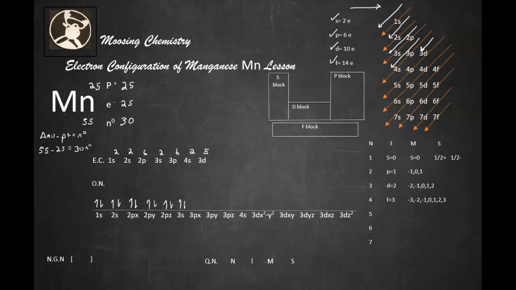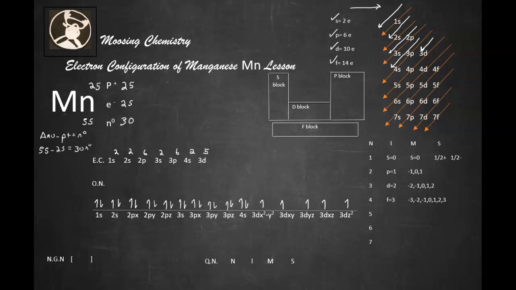3s, up and down. Same thing with 3px, 3py, 3pz again. 2, 3, 4, 5, and 6. Just totally amazing. 4s, up and down. Now, we have 3d5, so let's go ahead and fill these in. 1, 2, 3, 4, and 5. Well, that's it for normal orbital notation.